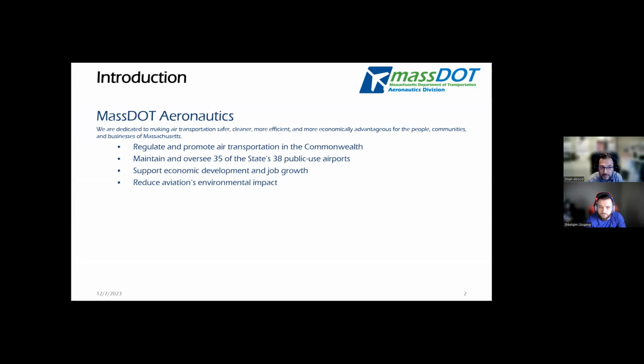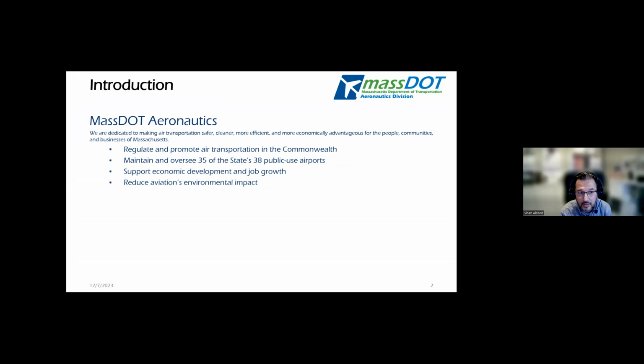So MassDOT Aeronautics is responsible for promoting safer air transportation, cleaner, more efficient, and more economical advantages for people. We basically regulate and promote air transportation in the Commonwealth. We are maintaining 35 of the 38 public use airports, and we support economic development, job growth, and reduce aviation environmental impacts. And we work with all state agencies, universities, and quasi agencies within the state of Massachusetts by providing UAS service.